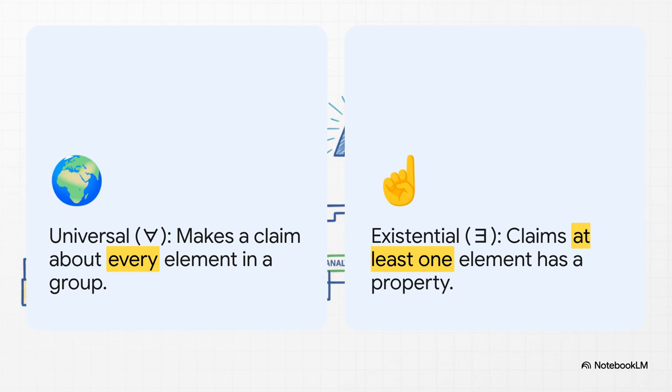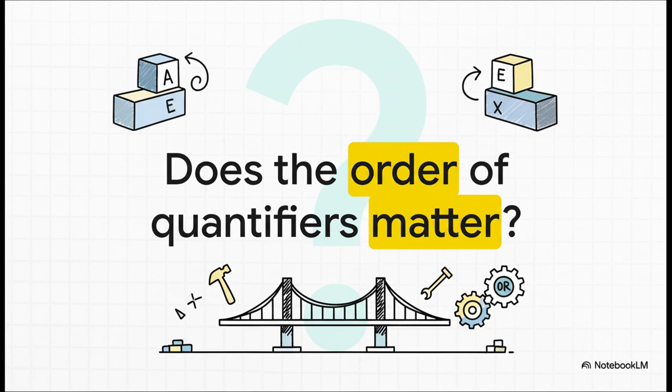Then you have the existential quantifier, the backwards E. It's a lot more modest. It just claims that there exists at least one member that has a certain property. This seems pretty straightforward, but it leads to a really crucial question. Does the order of these things actually matter? And the answer is absolutely 100% yes. Getting it wrong can completely shatter your logic.